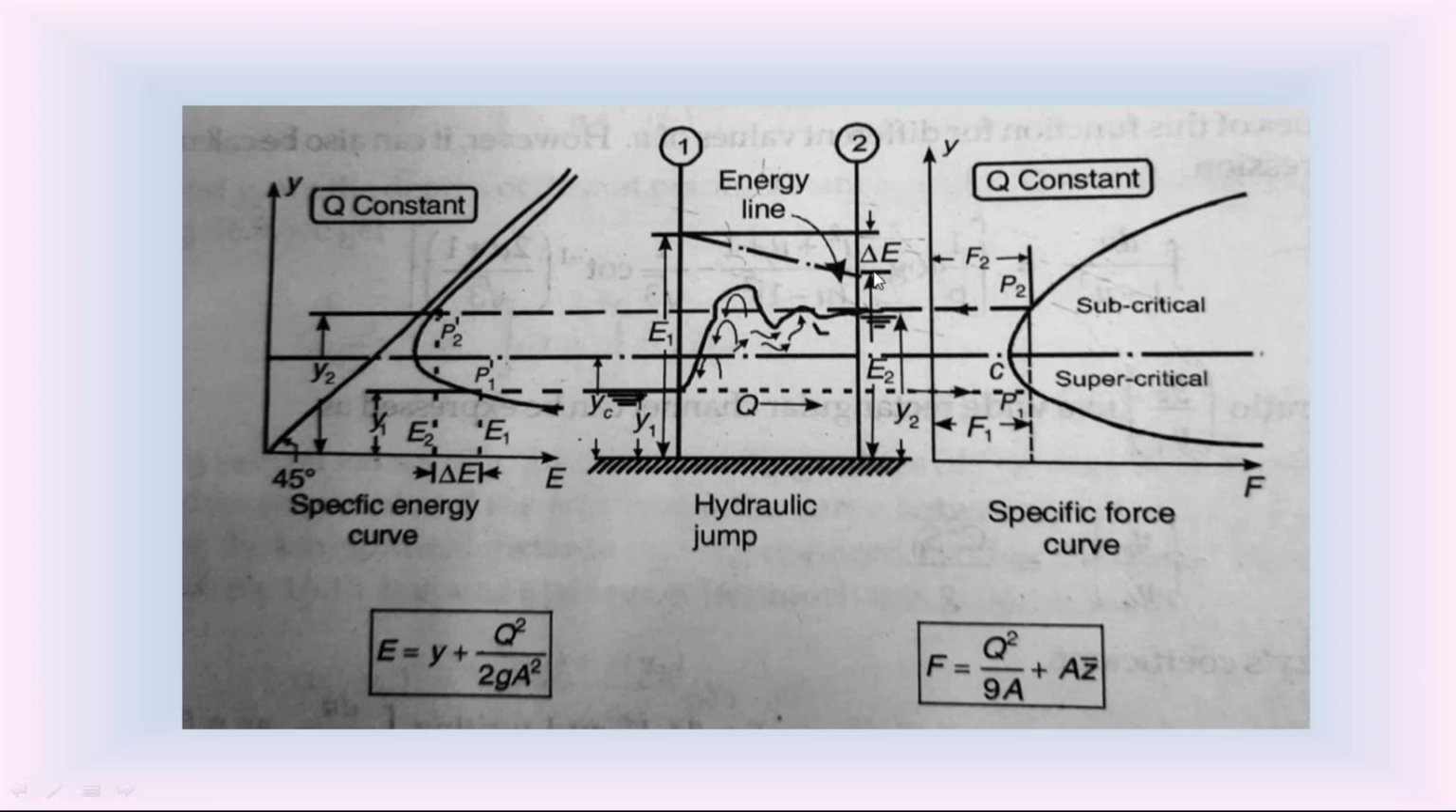This delta E is the loss of specific energy of water flow in the hydraulic jump. Before the hydraulic jump, the water has specific energy E1. After the hydraulic jump, the water has specific energy E2. E1 is greater than E2. So in this hydraulic jump, the water has a loss in the specific energy, that is delta E. Delta E is equal to E1 minus E2.